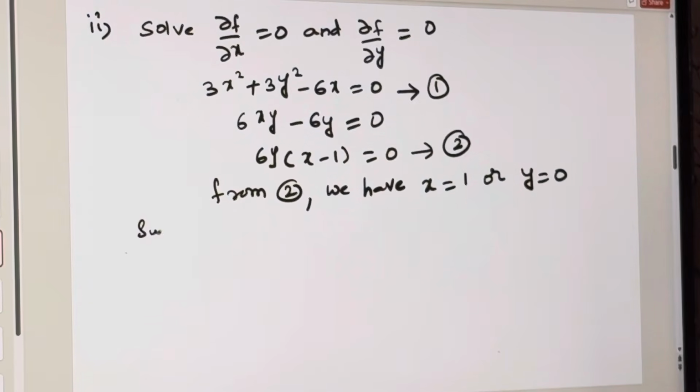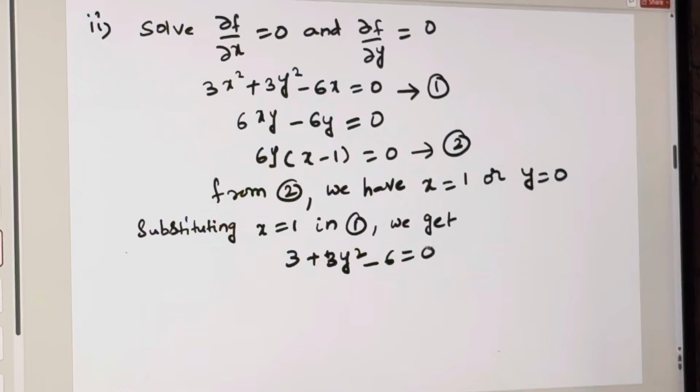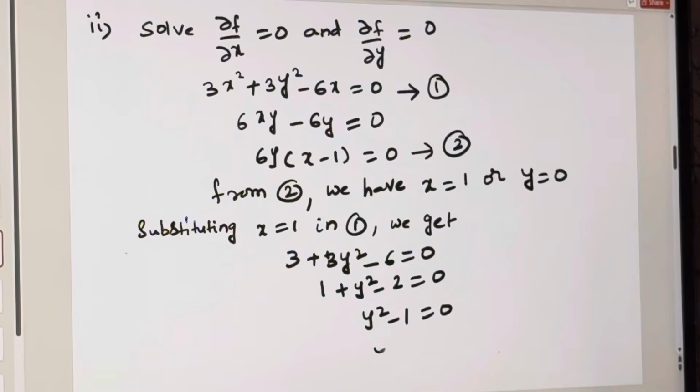Okay. So what to do now? Substitute. Substituting, say x is equal to 1, we will substitute in the first equation. So when x is equal to 1, you will be getting 3x square plus 3y square minus 6x is equal to 0, which gives 3 plus 3y square minus 6 is equal to 0, which can further be written as 1 plus y square minus 2 is equal to 0, meaning y square minus 1 is 0, y square is equal to 1. If y square is equal to 1, what is the value of y? y is equal to plus minus 1.